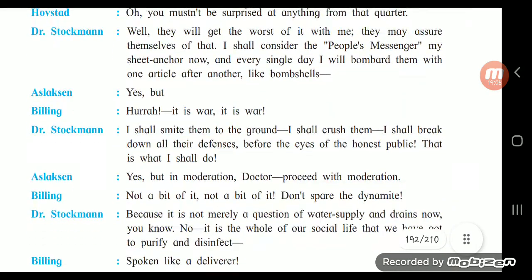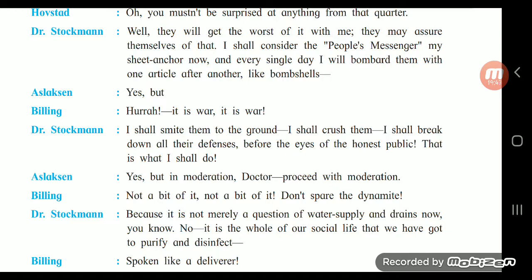Now Dr. Stockman is speaking, and see here this line: I shall smite them to the ground, I shall crush them, I shall break down all their defenses before the eyes of the honest public. That is what I shall do. See, throughout all the sentences which are spoken by Dr. Stockman, his sincerity and his confidence reflects the most. These two qualities are reflected through his speech. That he is sincere or genuine in whatever he is doing, and he is very much confident about it.